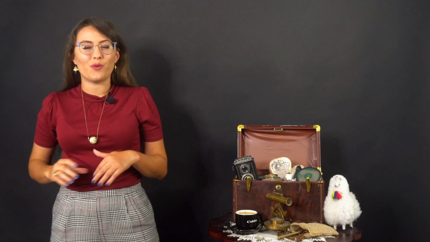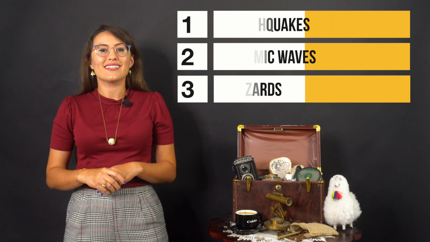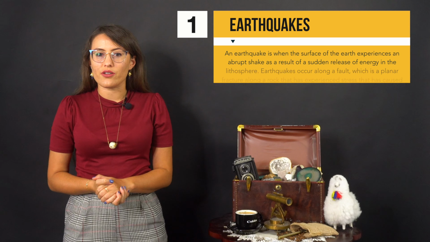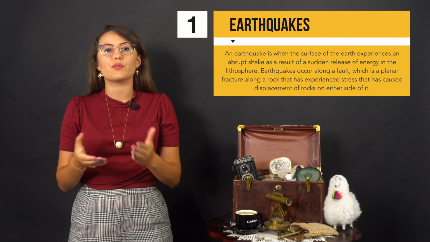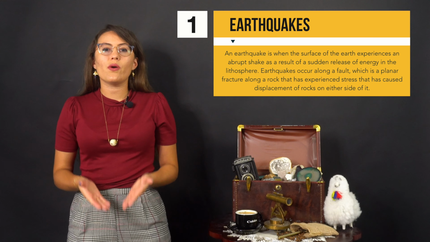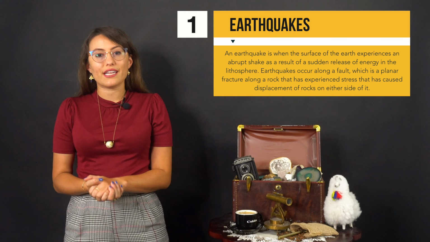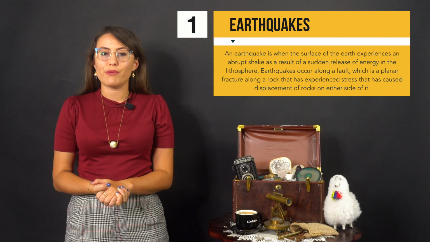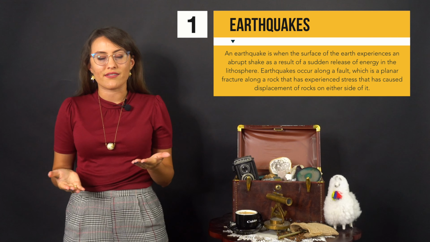In today's discussion, we'll be discussing more about earthquakes, seismic waves, and hazards. An earthquake is when the surface of the earth experiences an abrupt shake as a result of a sudden release of energy in the lithosphere. Earthquakes occur along a fault, which is a planar fracture along a rock that has experienced stress that has caused displacement of rocks on either side of it.